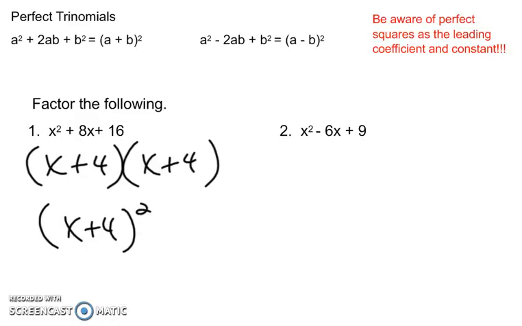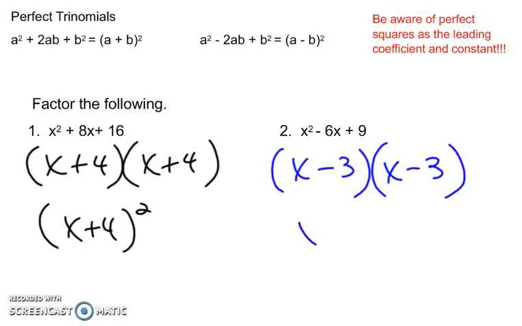In problem 2, we want to multiply to get a positive sign and add to get a negative 6. That's going to be x minus 3 times x minus 3, which can be written as x minus 3 squared.